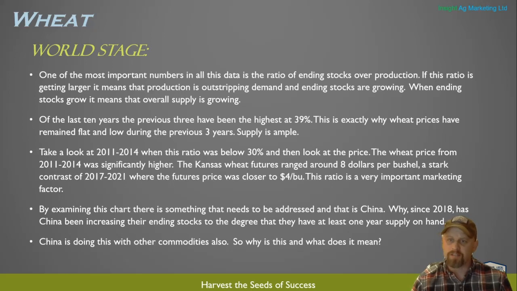Now, this ratio obviously has a very important marketing factor for understanding what's going on and why it would change. And so that's what you're really concerned about, is would this ratio change? If it gets smaller, the wheat price is going up. If it gets bigger, the wheat price is going down relative to everything else, right? So we need to examine, there's a chart coming down below here, that needs to be addressed, and that is China. And the question is why, since 2018, has China been increasing their ending stocks to the degree that they have, to one year supply on hand? China is doing this with other commodities, so what does it really mean?